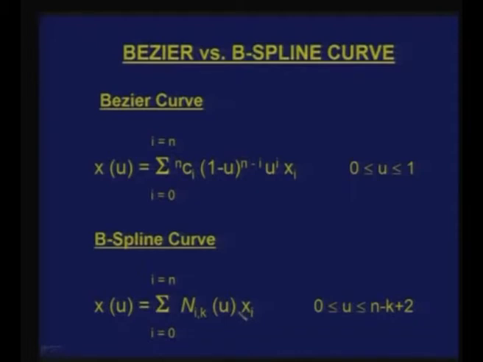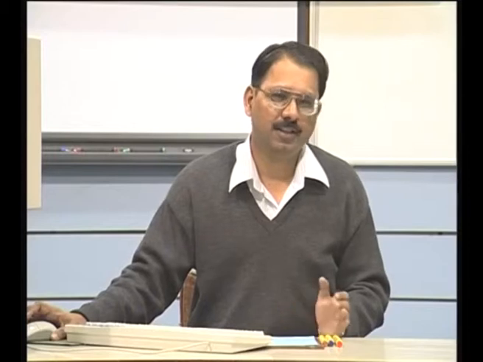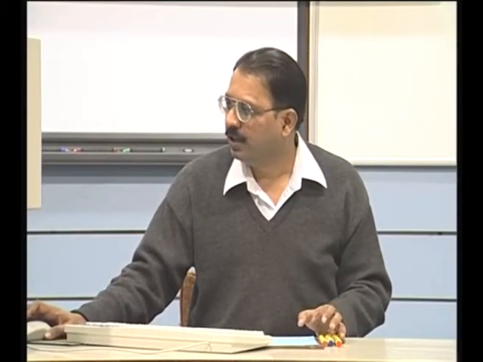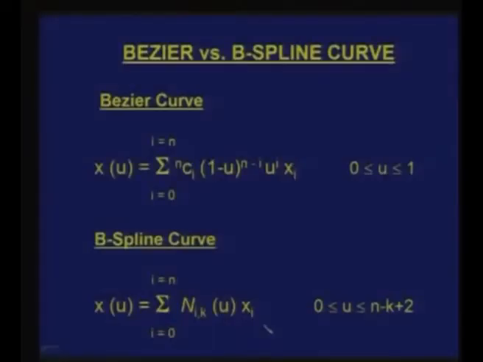Then how the local propagation happens is, for a given range of u, many of these basis functions will become 0. Only some of the basis functions are non-zero, and hence the influence is restricted to a local region in terms of control points. Now, let us look at this through an example.